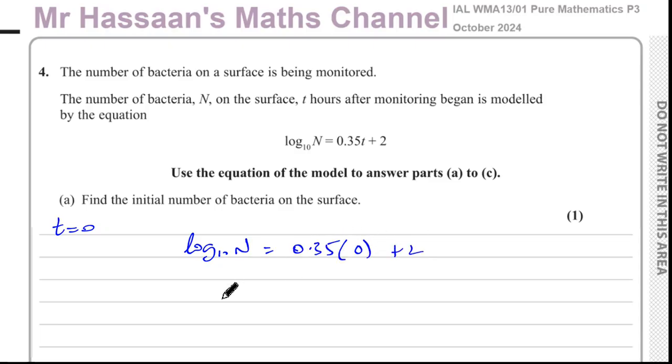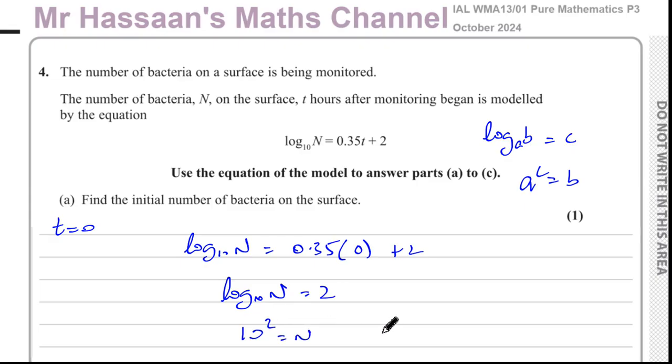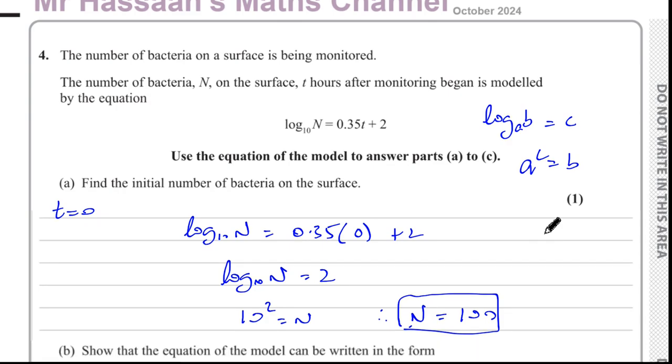Now, remember, if we're going to convert from log form to index form, this is the base, this is the power, and this is the answer. So therefore, we can say n is equal to 10 squared, which is 100. So n is equal to 100. That's the initial number of bacteria on the surface.